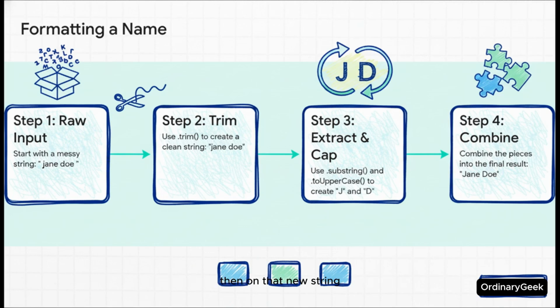Then on that new string, we can use substring and uppercase to grab the J and the D and create more new strings, J and D. Finally, we just stitch all those pieces together to get our final result, Jane Doe. See how that works? It's a chain of operations. The output of one step becomes the input for the next, and the whole time, that original messy input is never, ever touched. That's the power of immutability.